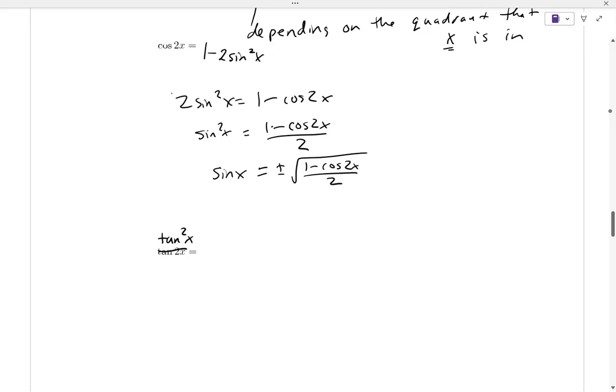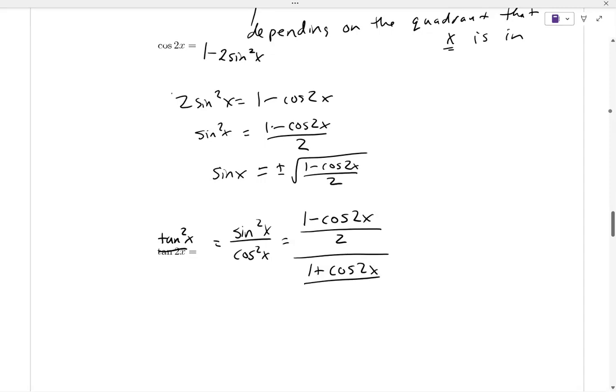One of our tried and true methods for dealing with tangent is to write it in terms of sine and cosine. Now we can use our power reducing formula, our half angle formula for sine and cosine, to replace the top and bottom. And since I have squares on there, I don't need to worry about the square root right away. I can rewrite the top as 1 minus cosine of 2x over 2, and the bottom as 1 plus cosine of 2x over 2.